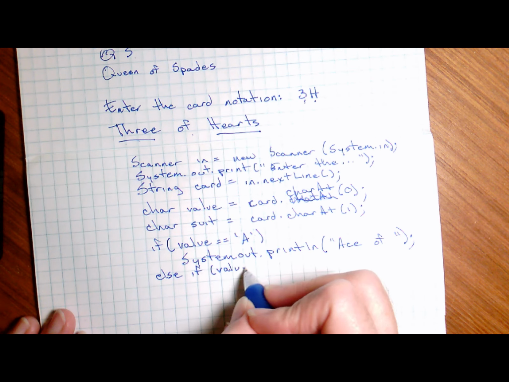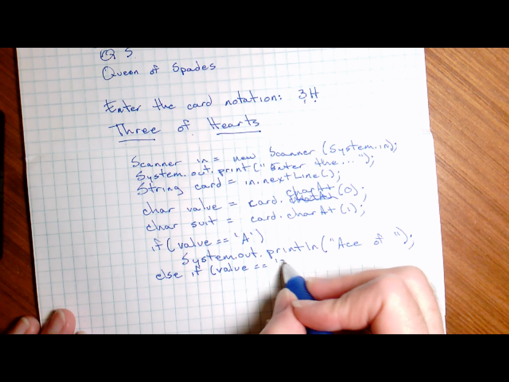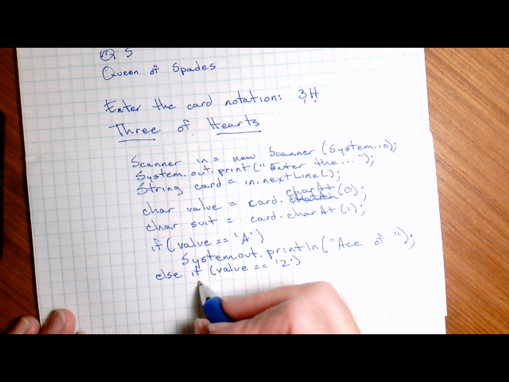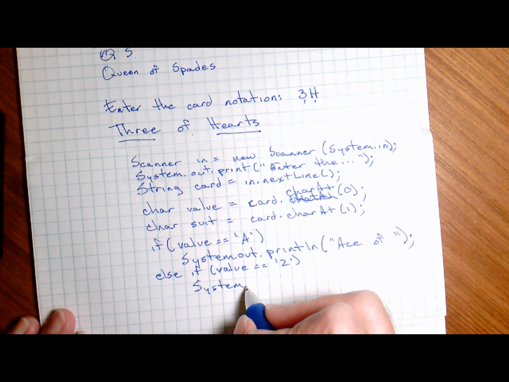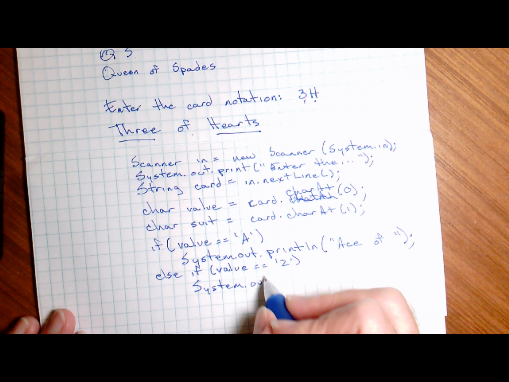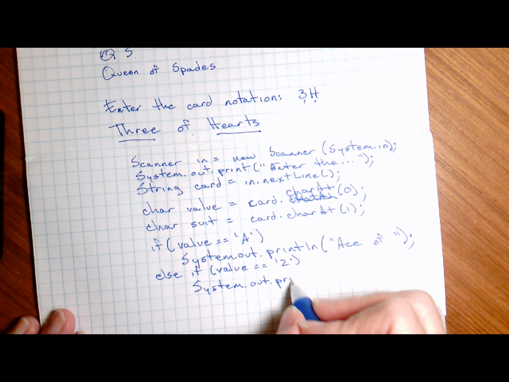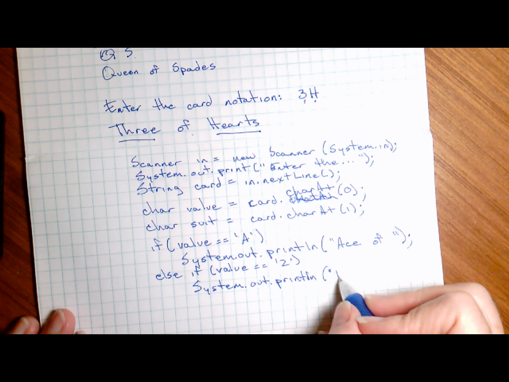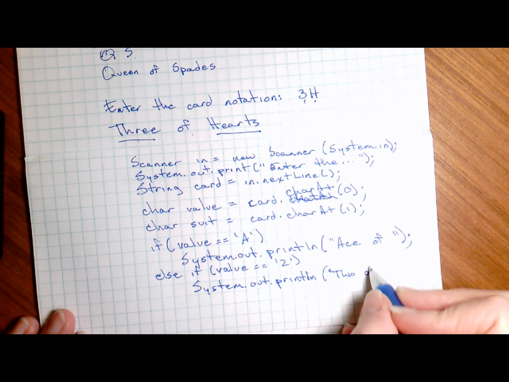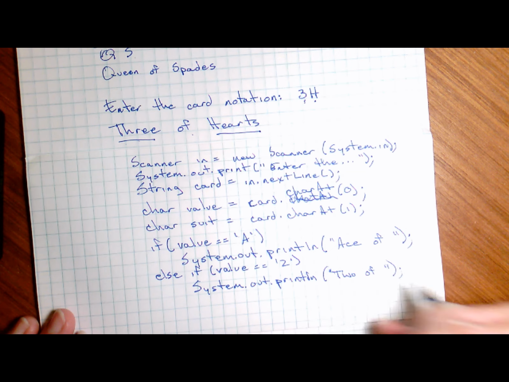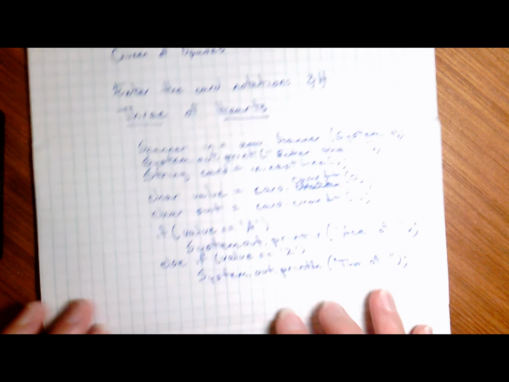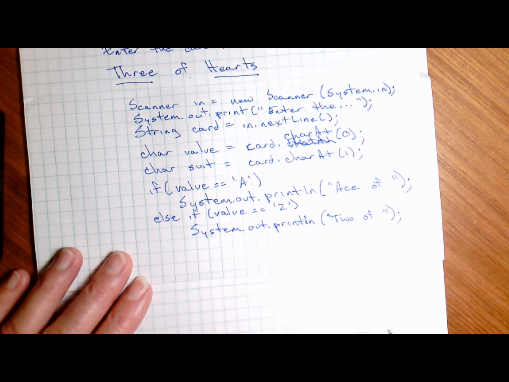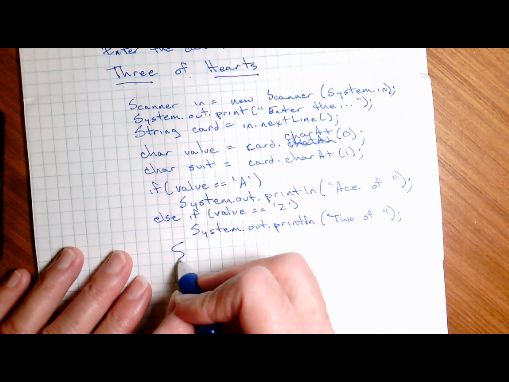Else if value equals '2', System.out.print, "2 of", and so on for all the rest of the values of the cards. Once we are done outputting those values of the cards, I'm not going to write all that code here, I'll leave that up to you.